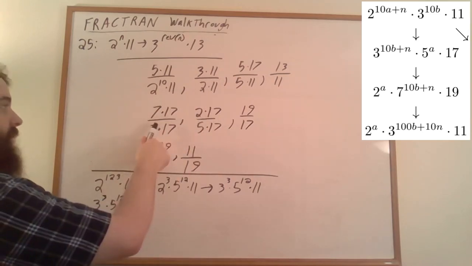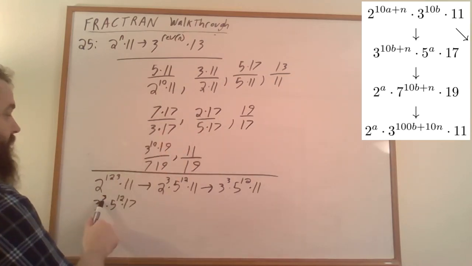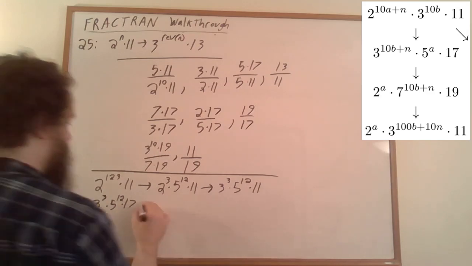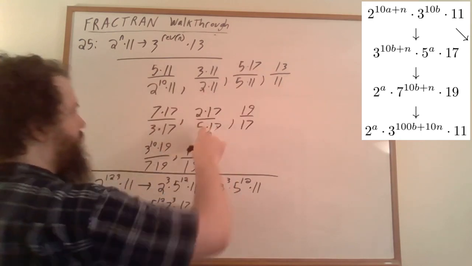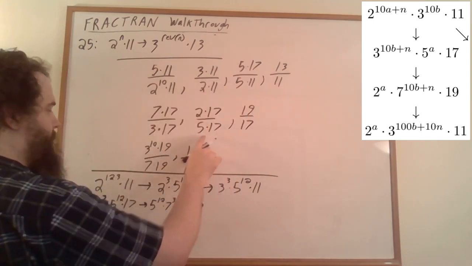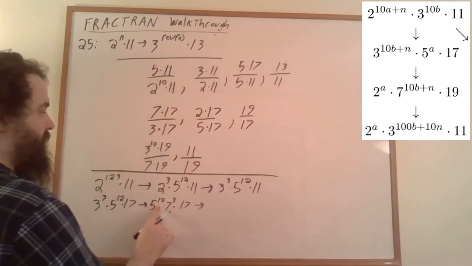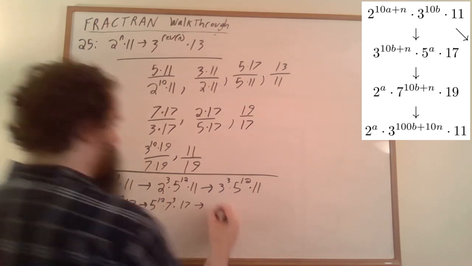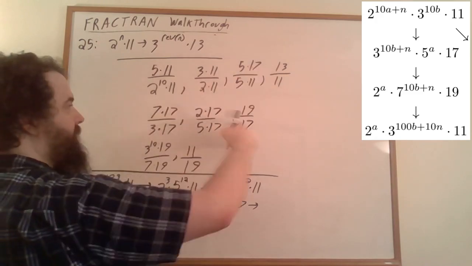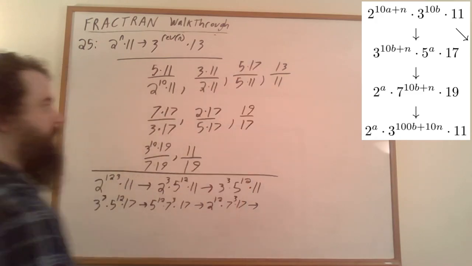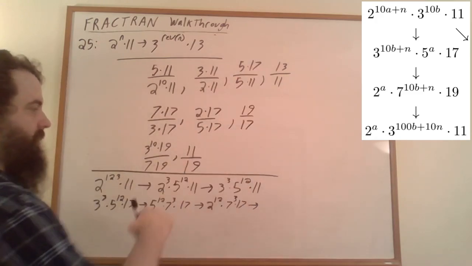We can apply this fraction here 3 times in order to move this 3 into the 7's register. We can apply this fraction here 12 times in order to move this 12 back into the 2's register. And then we can't apply any of these fractions, so we apply this fraction here, and we go from state 17 to state 19.